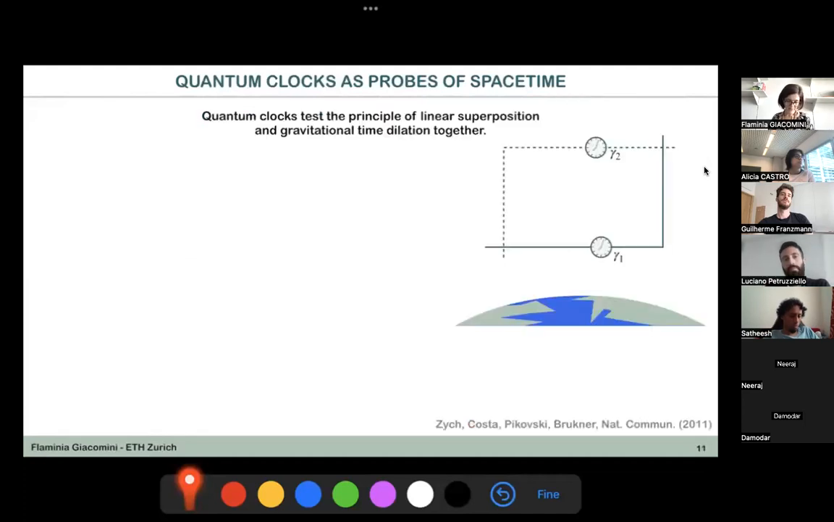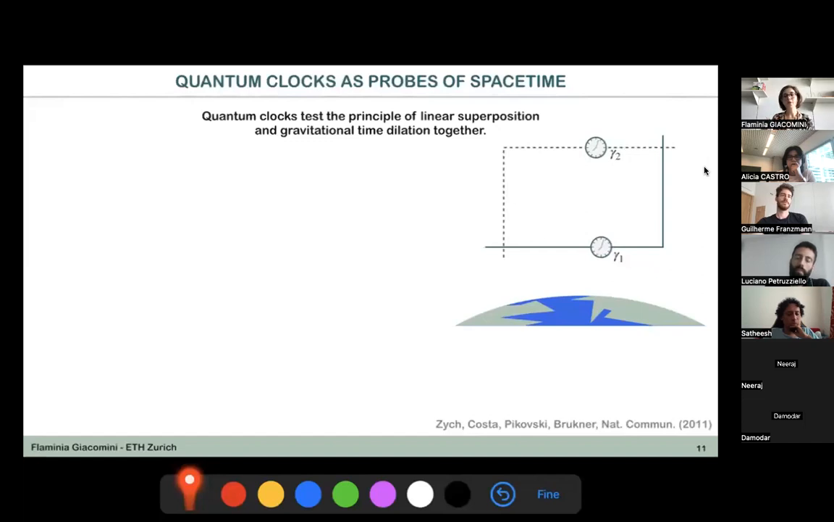So now let's take this description and put it in a quantum interferometer. So now, what do we have here? This is a single clock that is in the gravitational field of the Earth. And this clock is sent in a quantum superposition of two different paths, where the lower path is labeled with gamma 1 and the upper path is labeled by gamma 2.